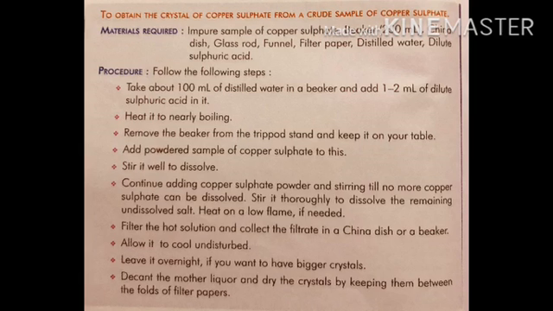The following steps are there. Take about 100 ml of distilled water in a beaker and add 1-2 ml of dilute sulfuric acid to it. Heat it to nearly boiling. Remove the beaker from the tripod stand and keep it on your table. Add powdered sample of copper sulfate to this. Stir it well to dissolve.